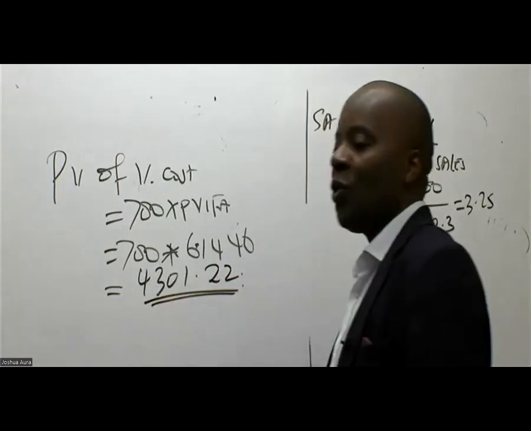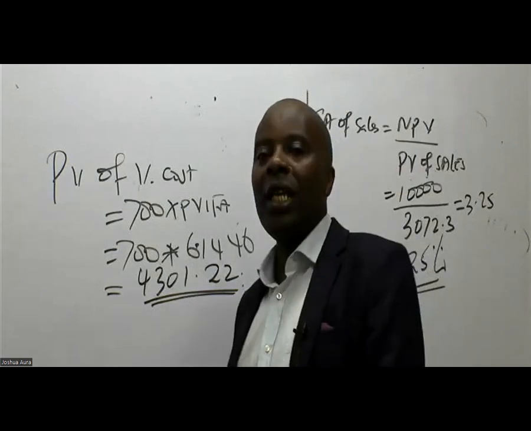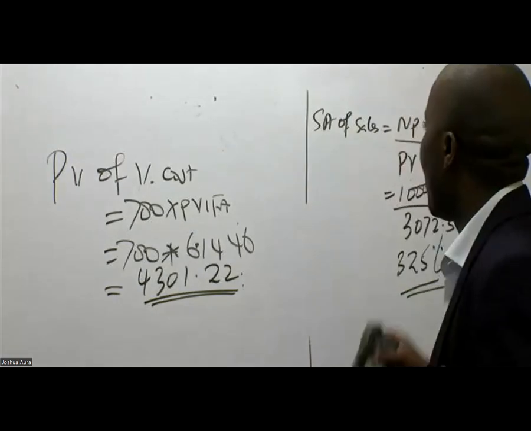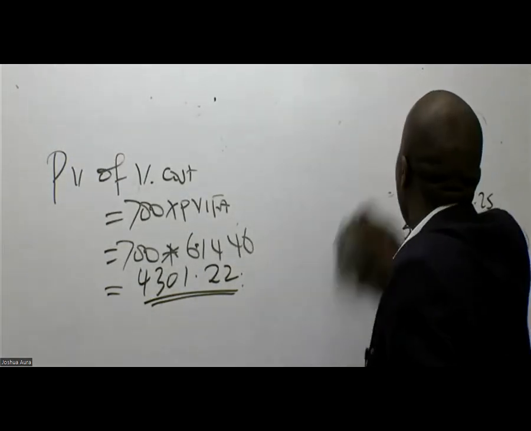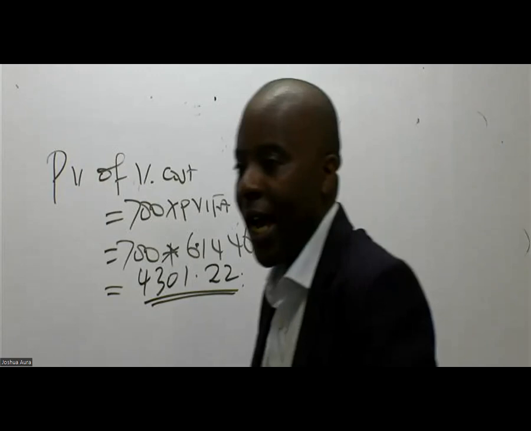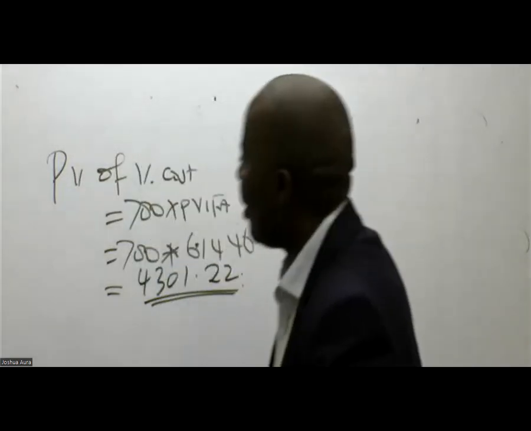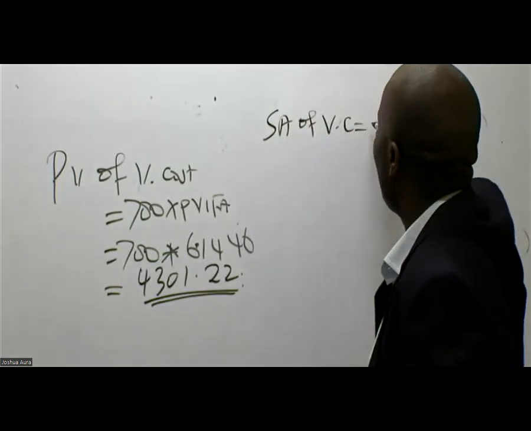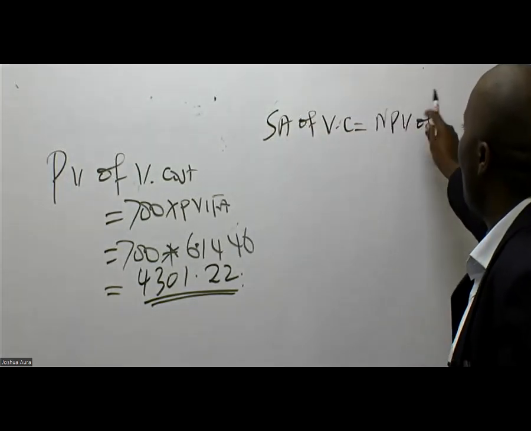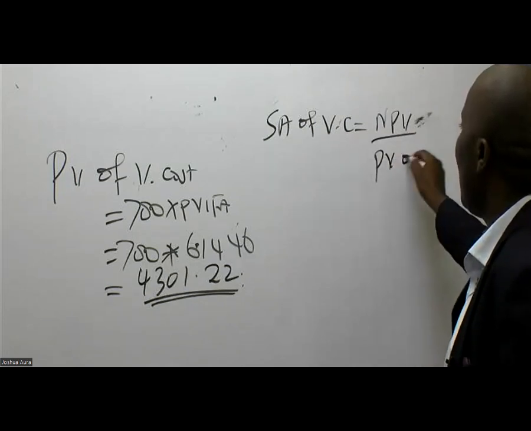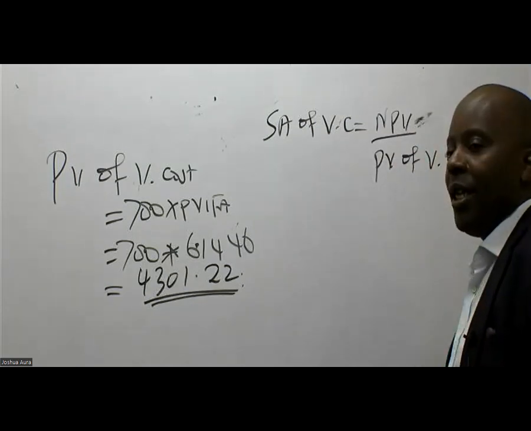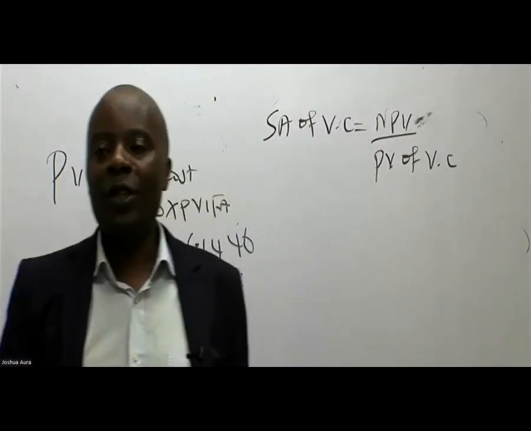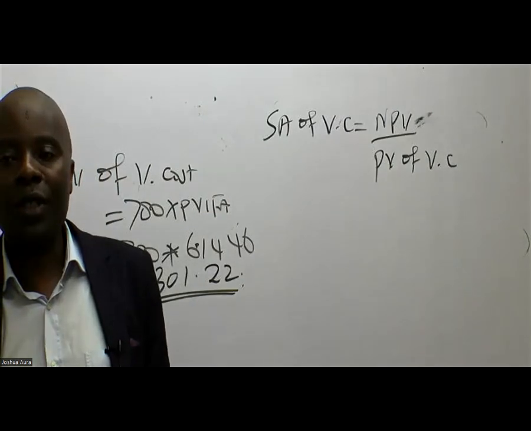So once I get this, getting sensitivity analysis now becomes a very easy task, as easy as a walk in the park. So in this case here, we have sensitivity analysis of VC. This will be net present value all over present value of VC, where VC stands for variable cost.